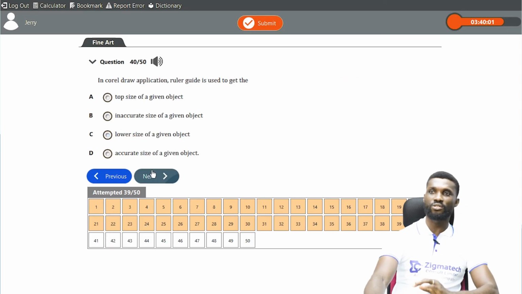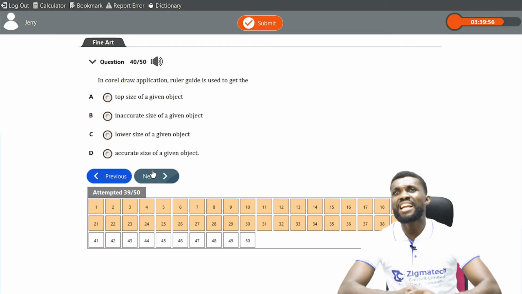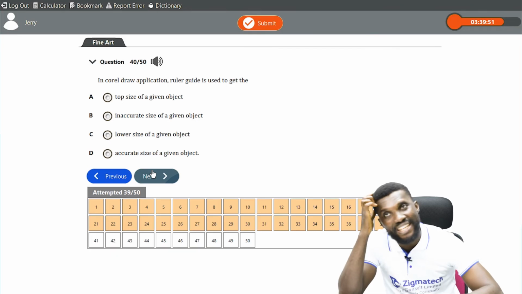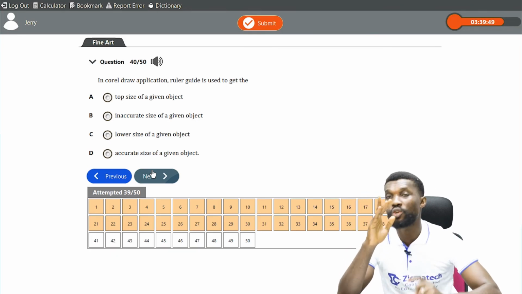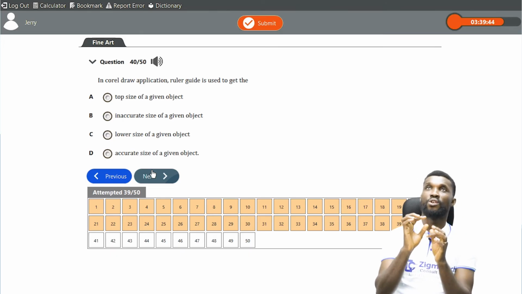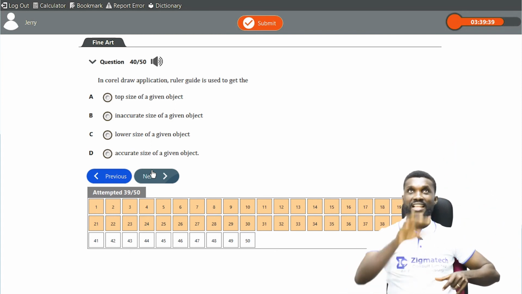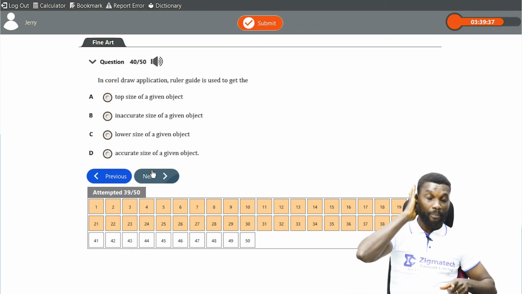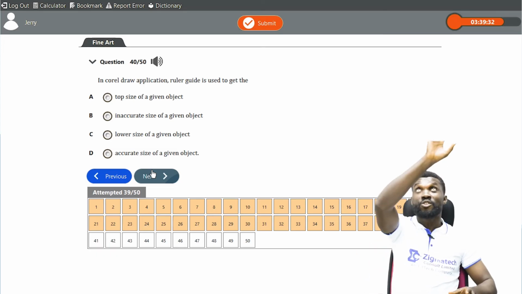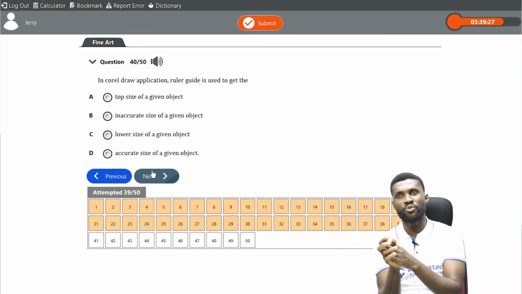All right, let's look at the next question. That's question 40. We are doing so well. Now, in CorelDRAW application, ruler guide is used to get the dash. In CorelDRAW application, the ruler guide. Now, there is what we call the ruler guide in your CorelDRAW. Now, the ruler guide is on the top and by the side is like the L. Even in your Microsoft Excel and your Microsoft Word, you still have the ruler. Now, what is the function of that ruler guide? What does it help you to do?